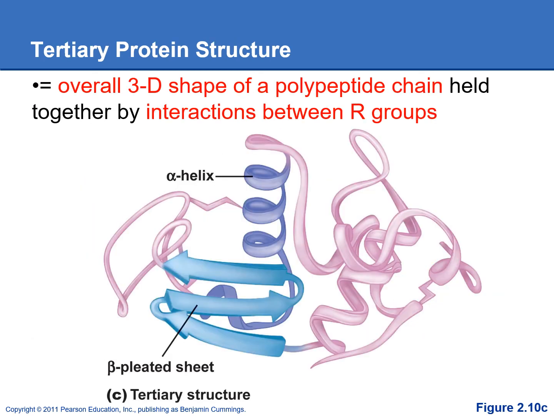Okay, and then we'll just take that secondary protein structure and fold it up even more. And then we get this tertiary protein structure. So this is just the overall 3D shape here of this single polypeptide chain. That's your tertiary protein structure. Okay, and this is all going to be held together by interactions between the R groups on the amino acids.